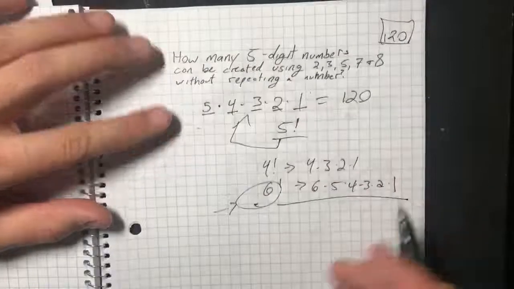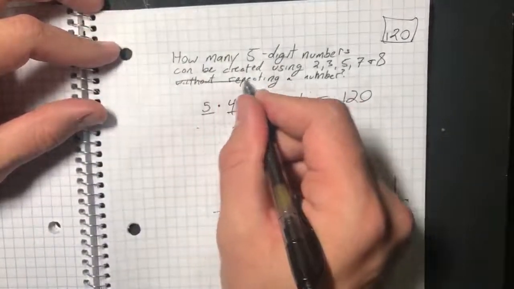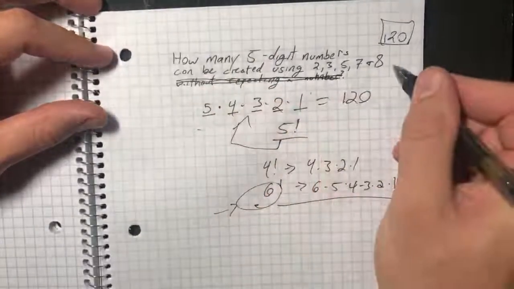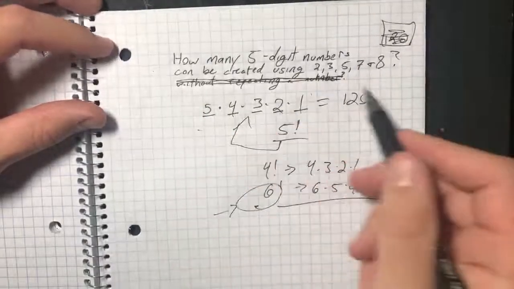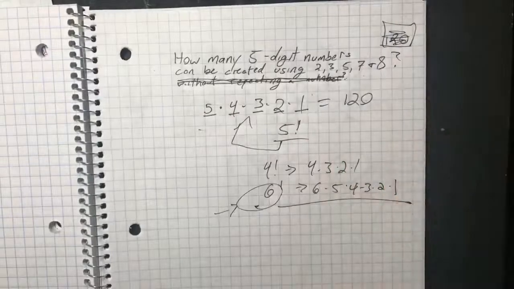But what if I changed it? What if I just said this? What's the answer to this? How many 5-digit numbers can be created using 2, 3, 5, 7, and 8?